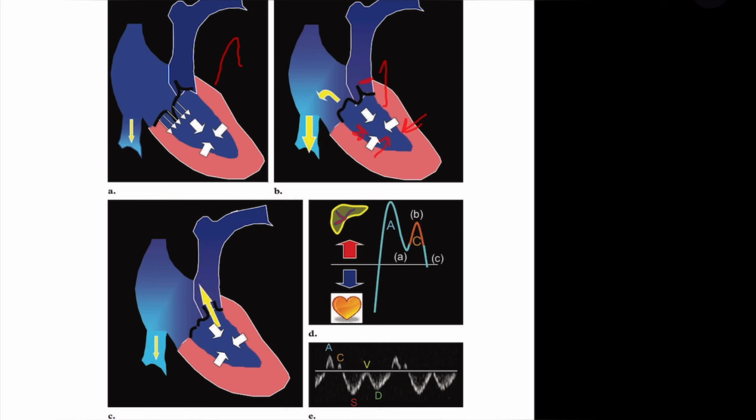The ejection of the blood has not started, so the tricuspid valve bulges into the right atrium. Due to this bulging, there is a transient pulse of increased flow in the retrograde direction. Whenever there is flow in the retrograde direction, it is towards the liver and above baseline, giving the C wave.